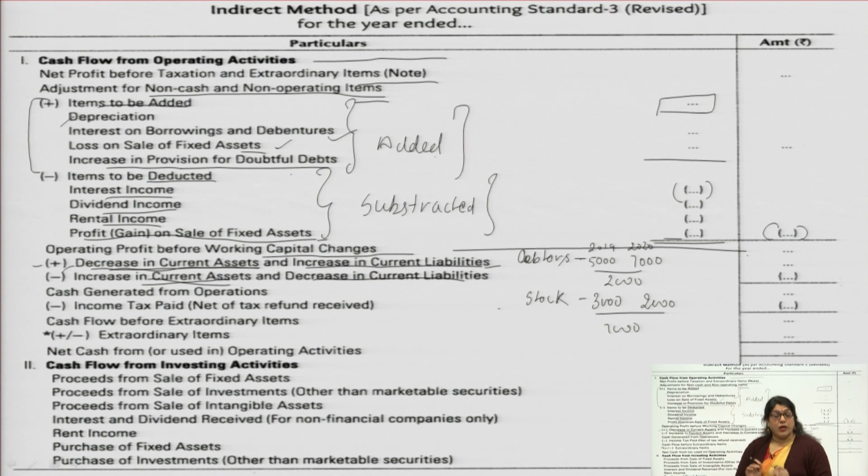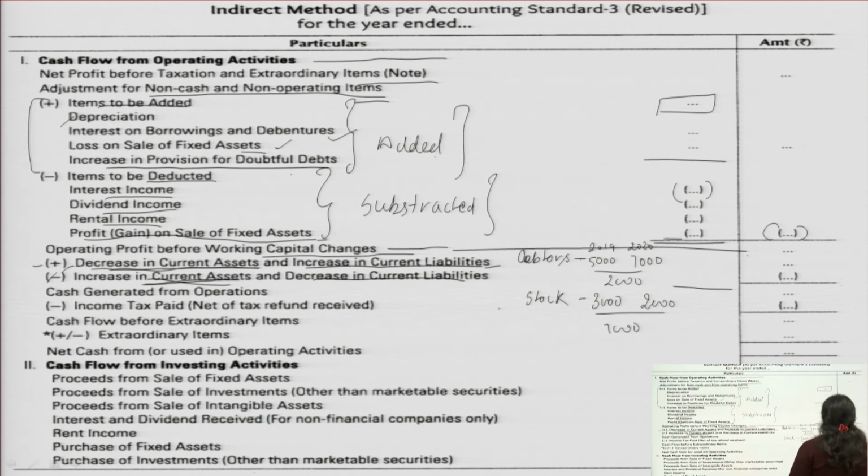I will just repeat once again, because these things need to be understood very well. The things which are increasing, current liabilities increasing and current assets decreasing, you are supposed to add. Where will you add it? You will add it into the operating profit before working capital changes. And if there is any increase in current assets and decrease in current liabilities, then you will subtract this thing.